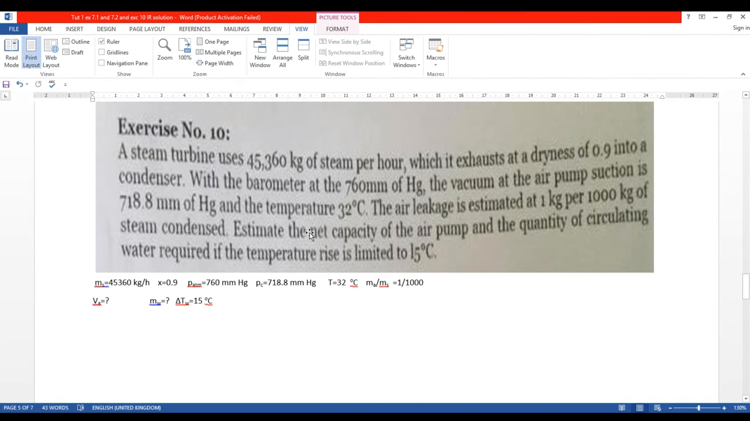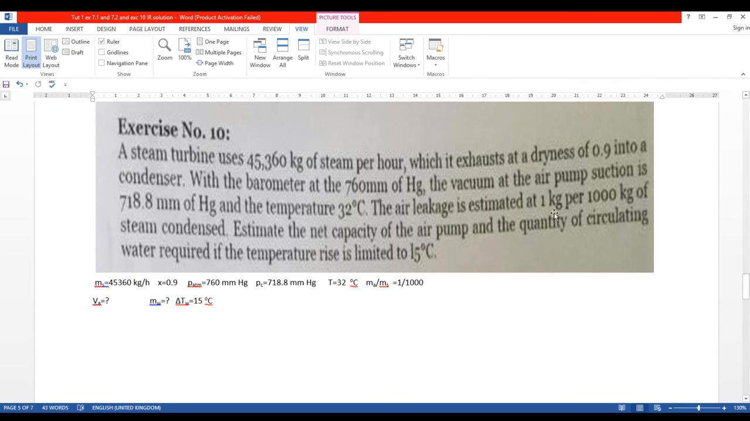Now the question is, estimate the net capacity of the air pump. It means determining the capacity of the air pump, which is V dot A, the one we calculated in example number 1. V dot A equals how much? The volumetric air flow rate in the air pump, or the capacity of the air pump, V dot A.